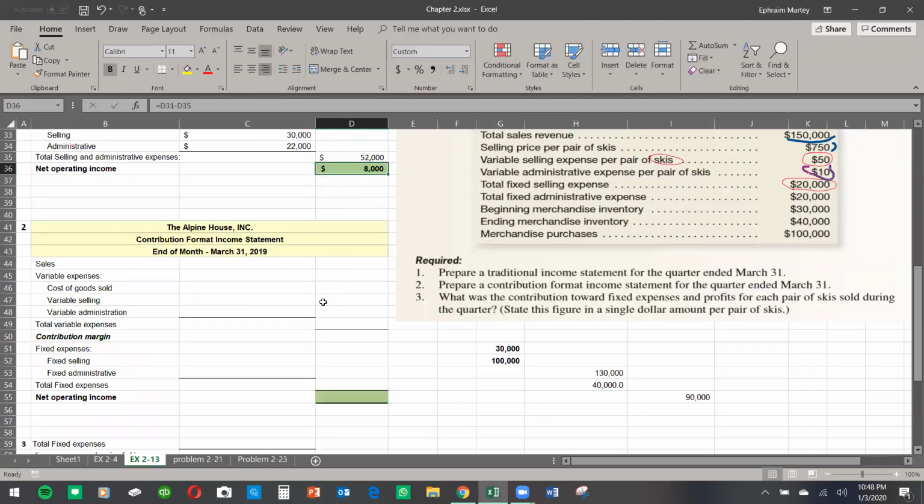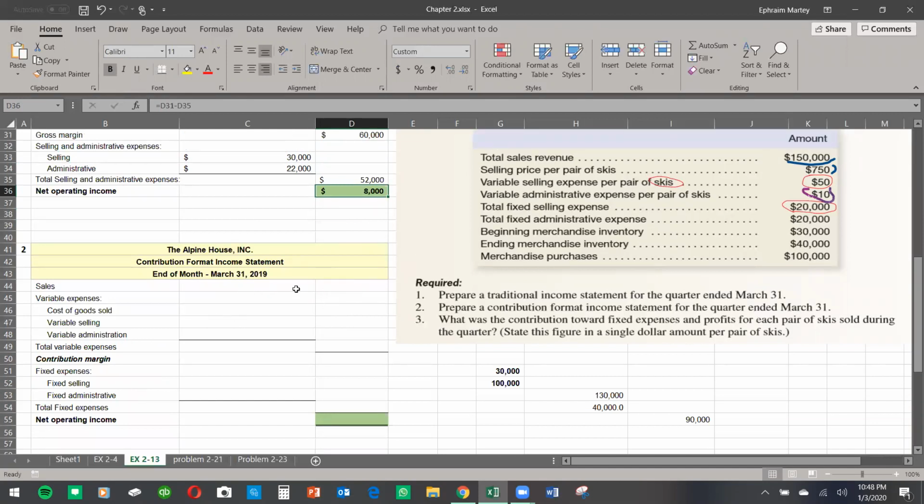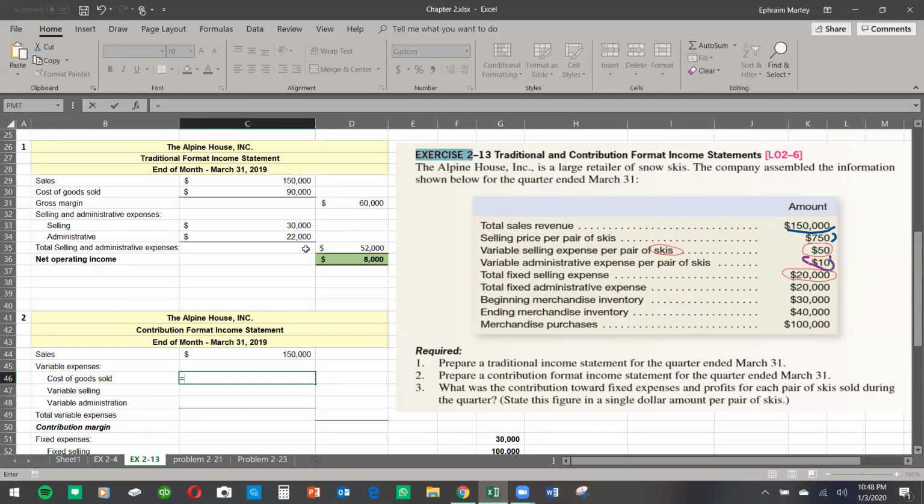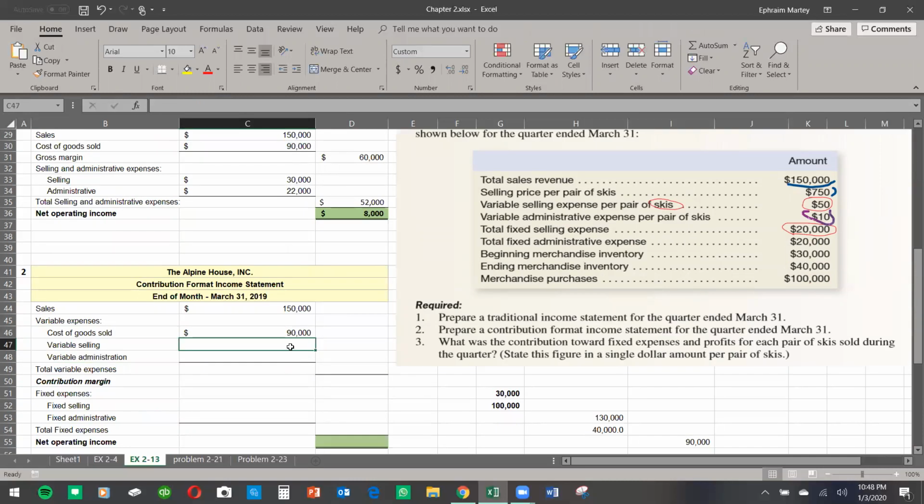Now, let's go and find the contribution format income statement. We'll do the same thing with the sales. Sales will be the same, 150,000. Now, here we will find all variable expenses. We have already computed cost of goods sold, so we'll select cost of goods sold and plug it in, and it comes down here. Variable selling expenses.